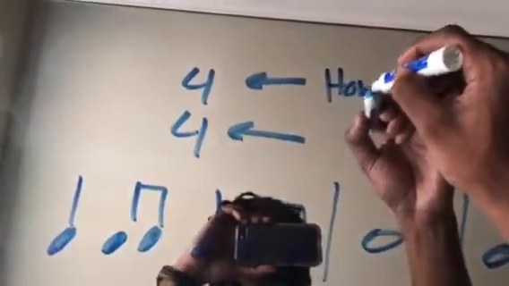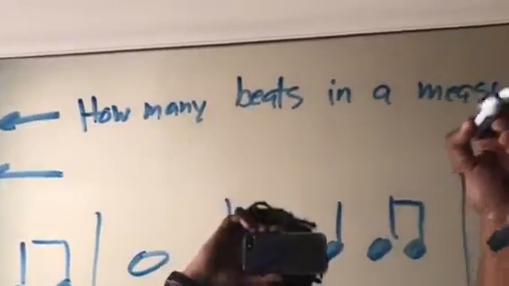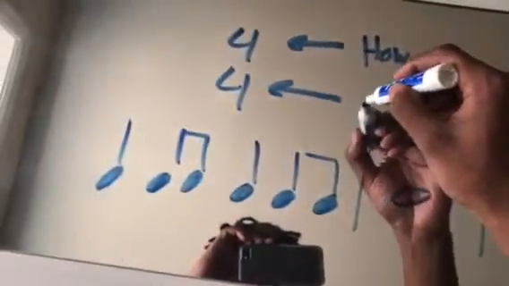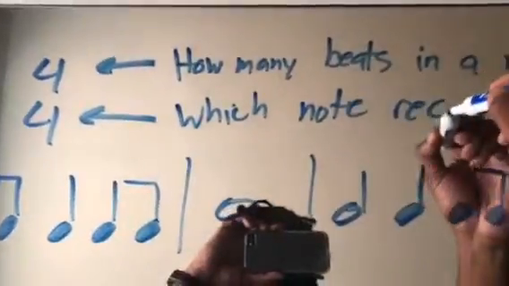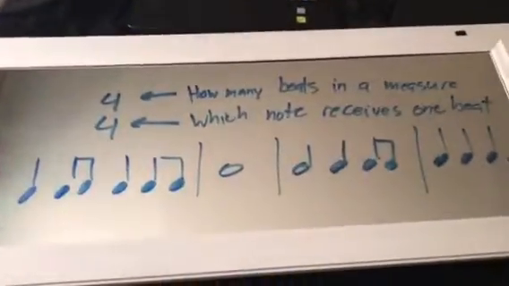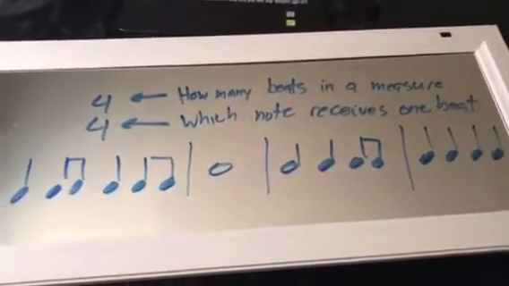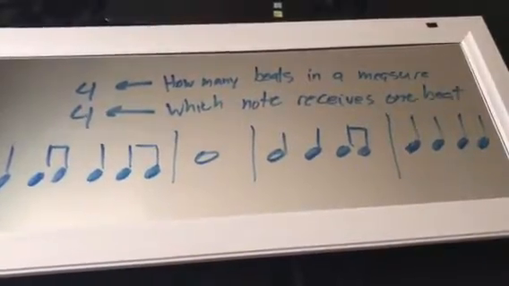So the top number tells us how many beats are in each measure. And the bottom number tells us which note receives one beat. So, if we're in 4/4 time, that means there are 4 beats in a measure, and the quarter note receives 1 beat.